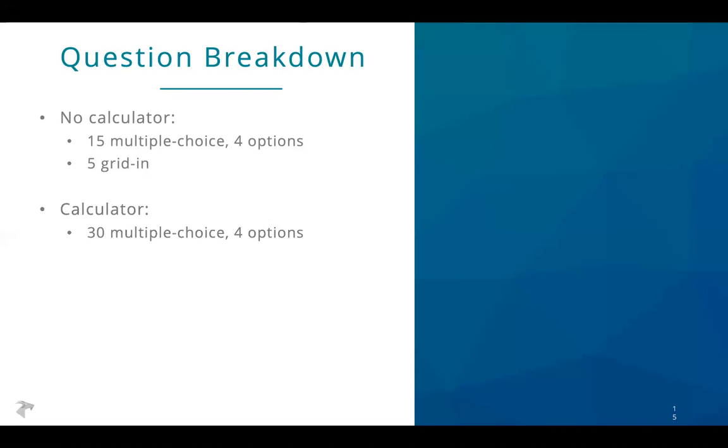So now let's talk about the math test. There are 2 sections here, and for the question breakdown of the no calculator section, you have 15 multiple choice questions, just like those other sections with 4 options for each one. And then you have 5 grid-in questions. I'll show you an example in just a second of what those are in case you haven't seen them before. So that's the no calculator section. And then the calculator portion, as we saw before, is a bit longer. So you have 30 multiple choice questions, and then you have 8 grid-in questions.